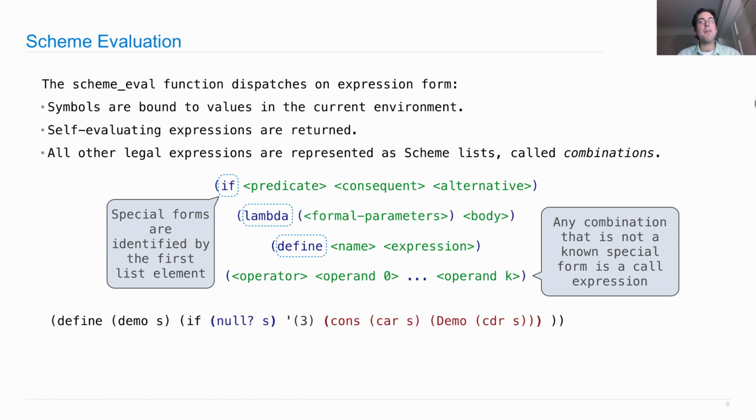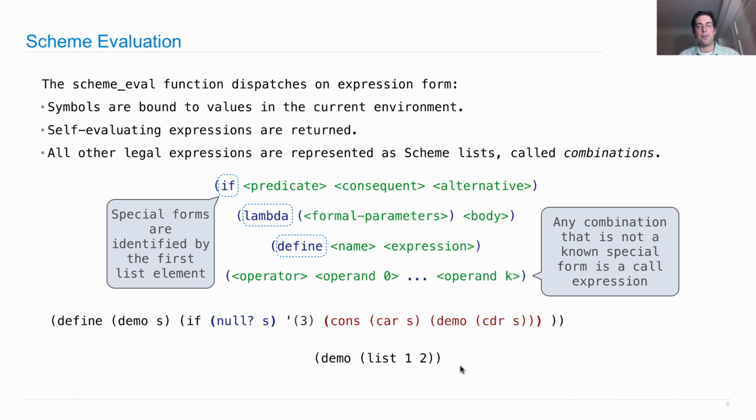Okay, so now we can do something that we couldn't do in calculator. We can define a new procedure and call it. Here's one called demo. It takes in s. If s is null, then it returns the list 3. Otherwise, it builds a new pair with cons. Its first element is the first element of s, and the rest is whatever we get back from a recursive call to demo on the rest of the list. And we might call that on, for instance, 1, 2.